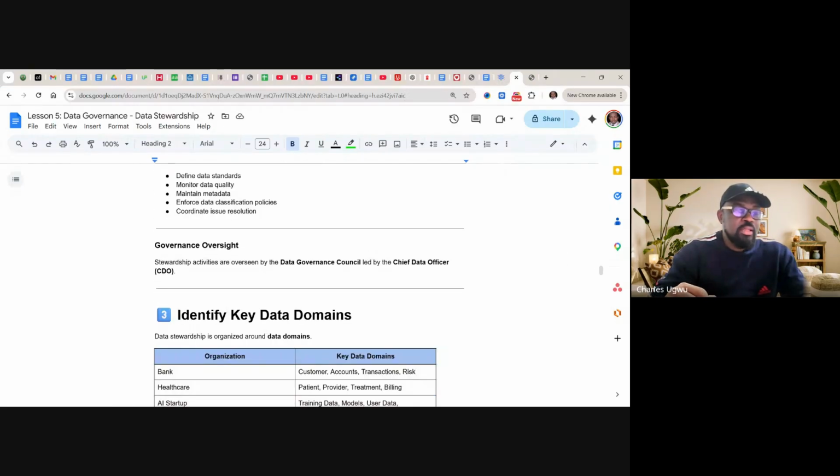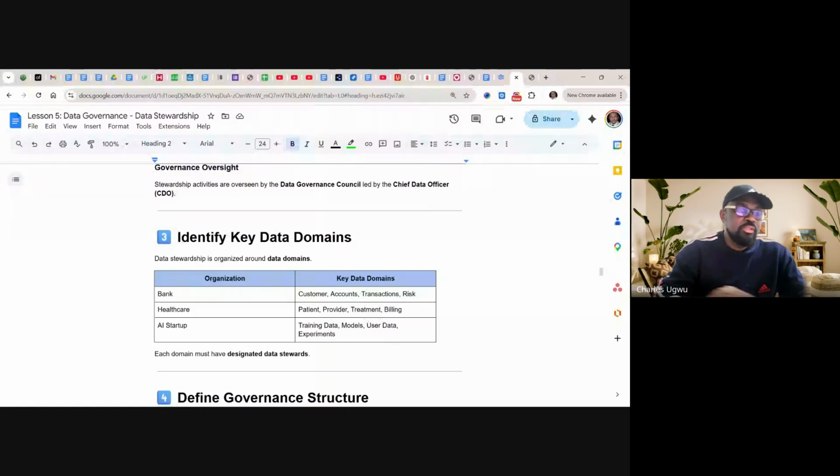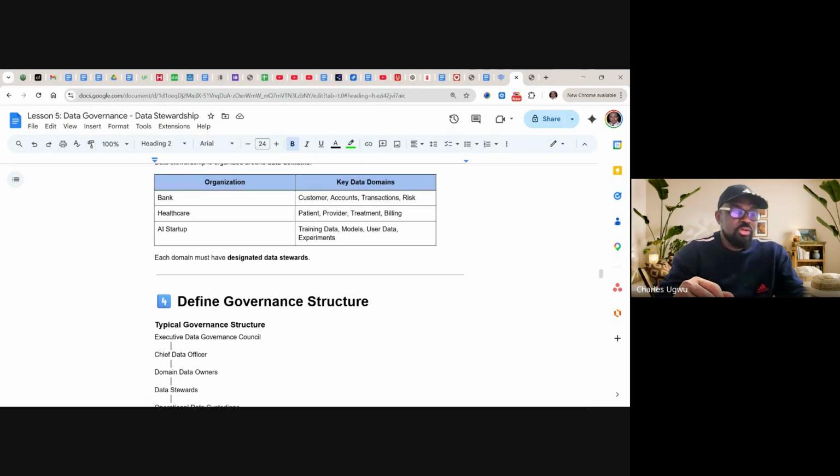And then identify key domains. Under the domains, based on different industry, for bank, the domains here are customer, account, transaction, and risk. Under healthcare, we have patient, provider, treatment, and billing. Under AI, we have training data, model, user data, and experiment. So these are the different domains captured.